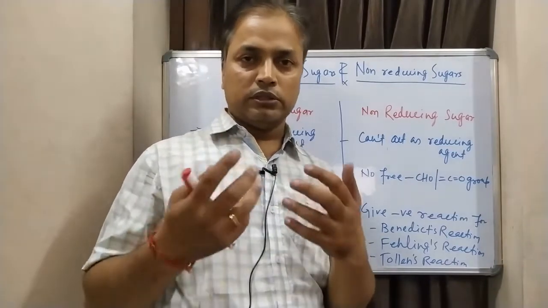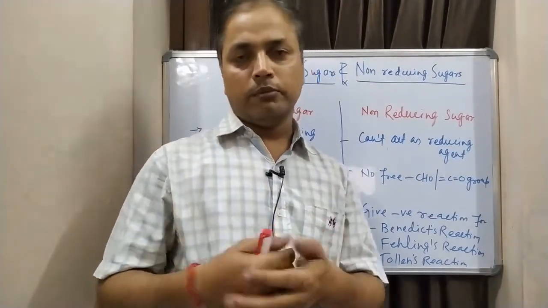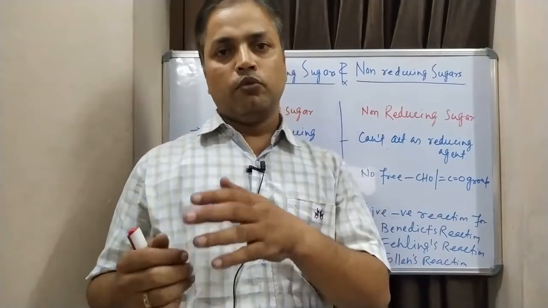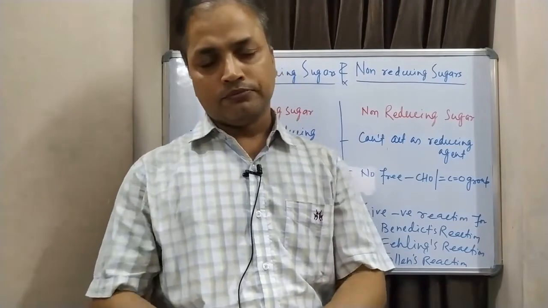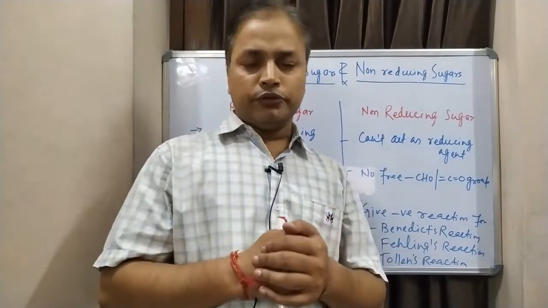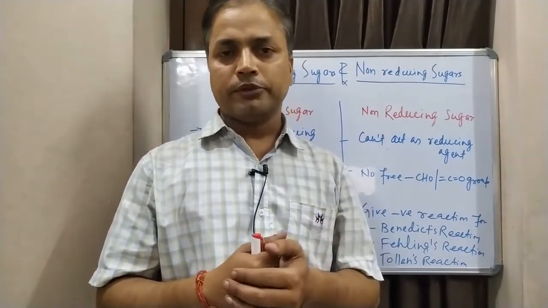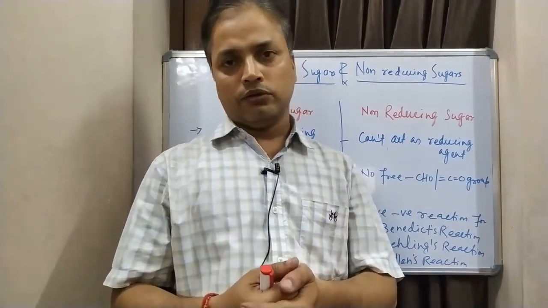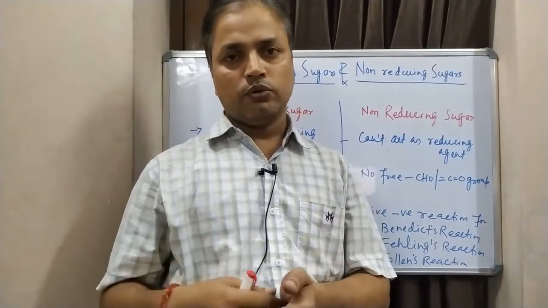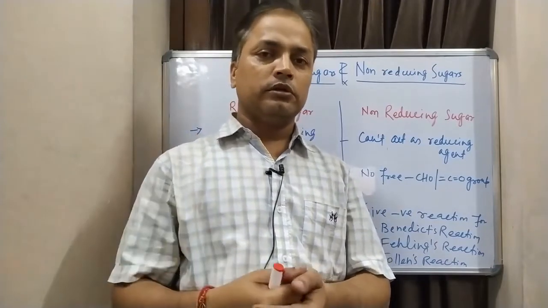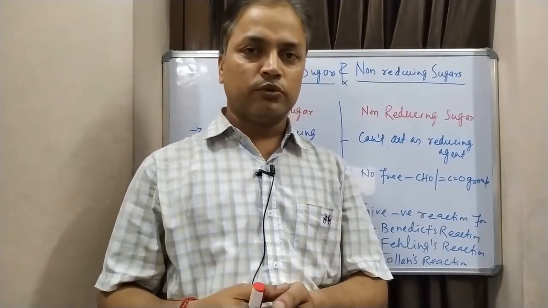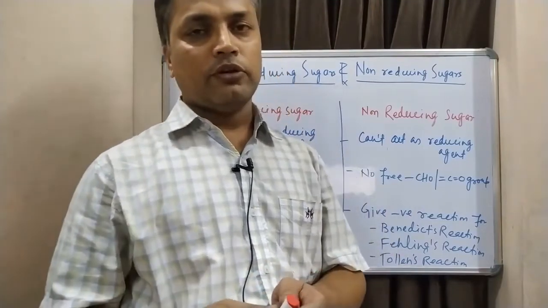Normally we know oxidation and reduction happen because of either movement of oxygen, movement of hydrogen or movement of electrons. Here reducing sugars have the capacity to donate electrons to other molecules. So the sugar itself gets oxidized, and in response the molecule which gets electrons from the sugar will be reduced. That's why it is called a reducing sugar.